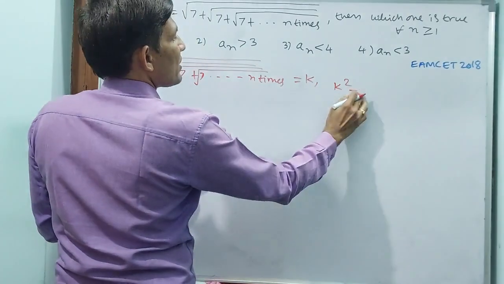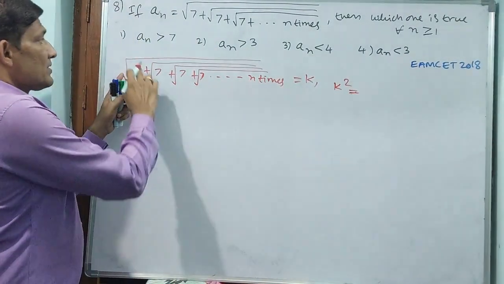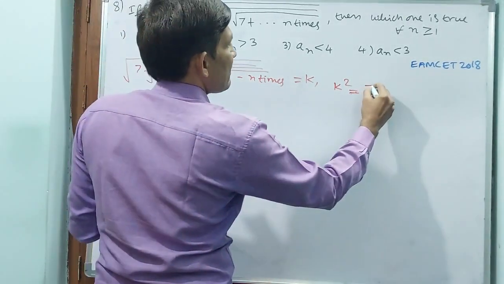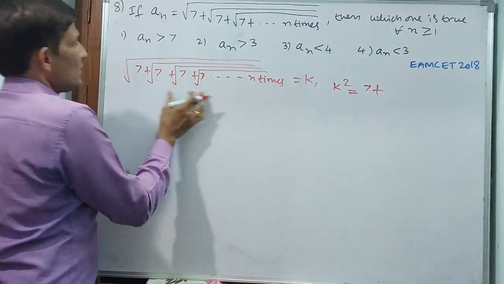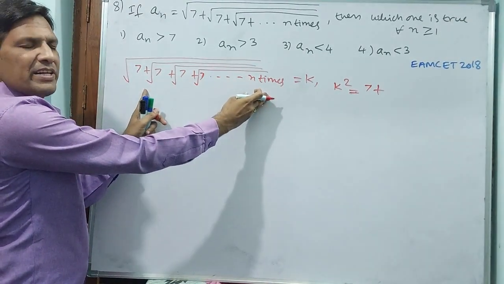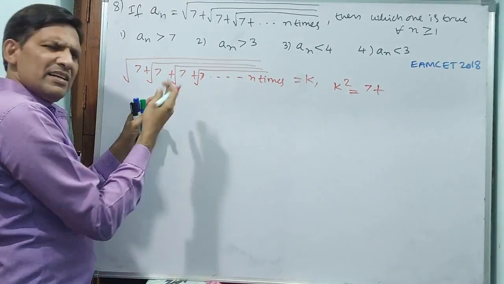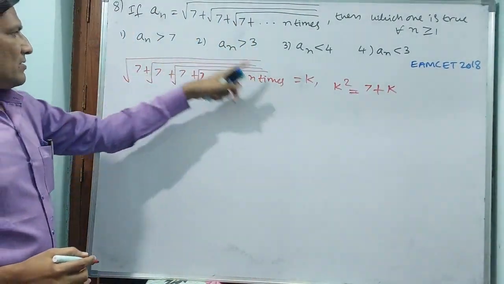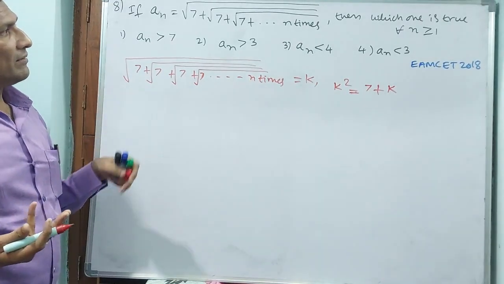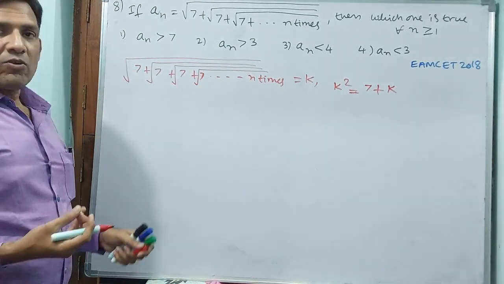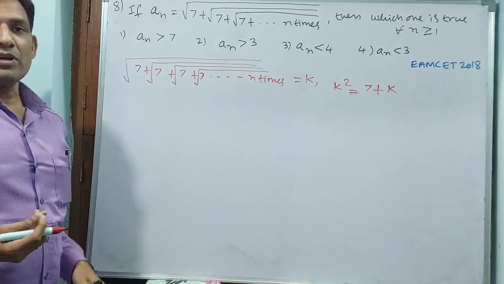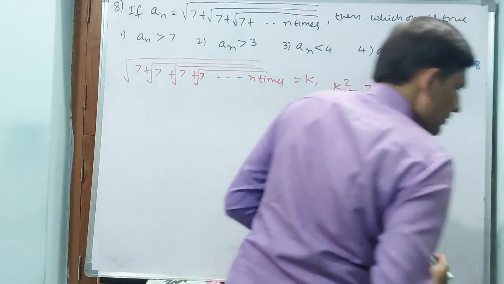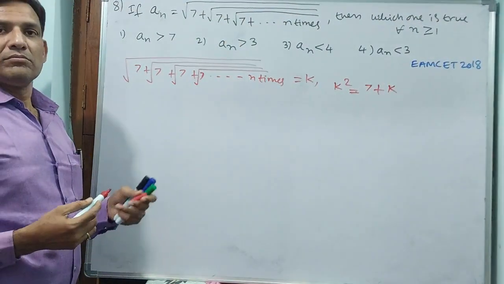This side it is going to become k square. This side one root is going to adjust, then 7 will be there, 7 plus again this up to n times, meaning infinity times. Can we take this as k? Definitely we can take it as k. Whether n times or infinity times, we have taken it out, that's all. Again this is also going to become k only.